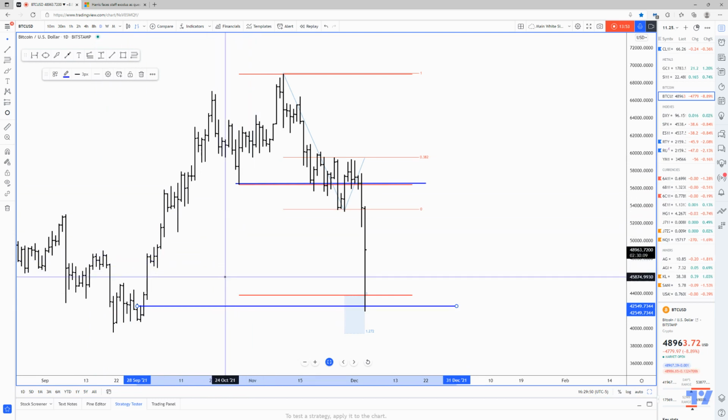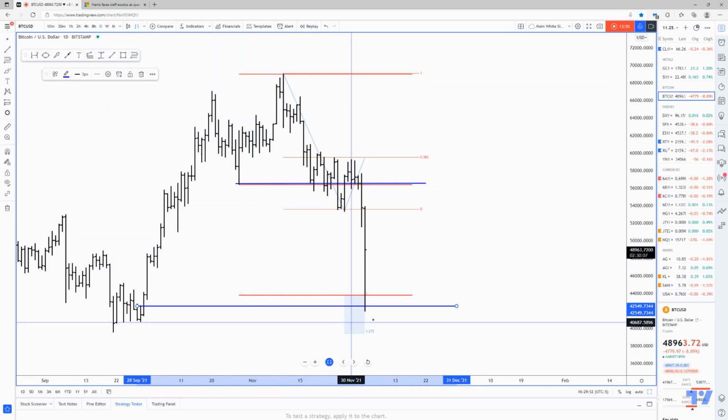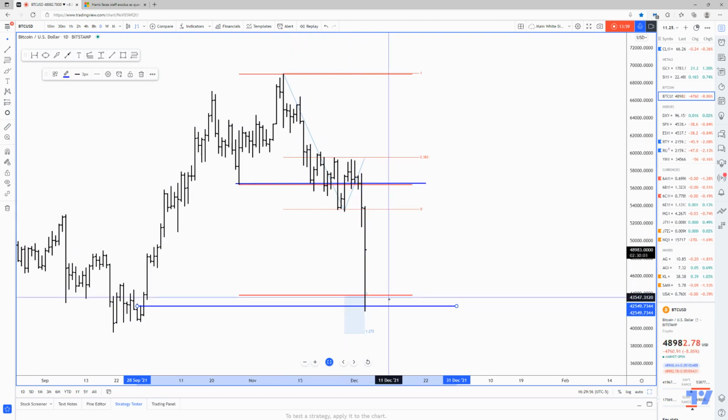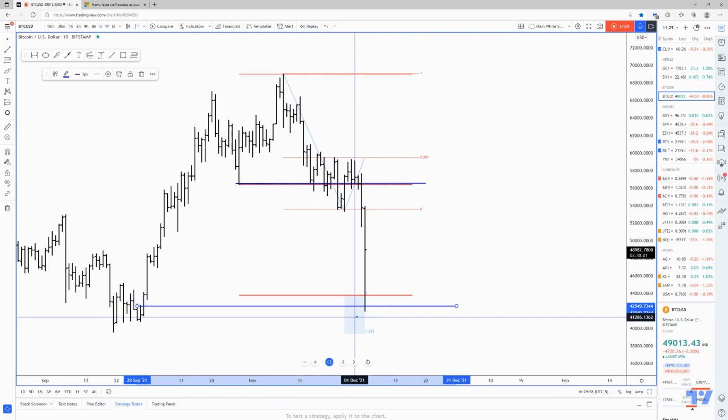fulfills patterns, reversal patterns. Measured moves are reversal patterns. A, B, C, D are reversal patterns. And I'm going to be a buyer. If this happened in real time, I would be a buyer.